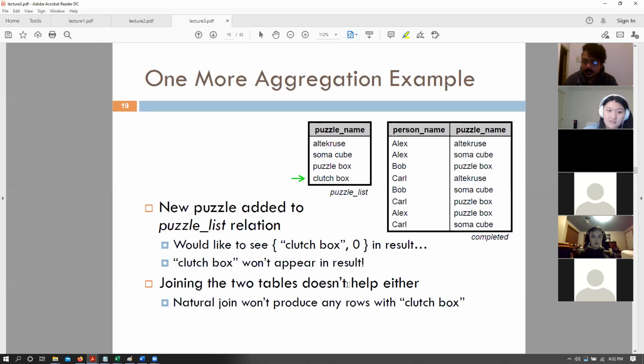One thing we need to understand is Clutchbox is not part of my completed database, right? So we need an entry that says person name nothing, but Clutchbox is there. Basically an entry for Clutchbox so that I can group by puzzle name, and Clutchbox would have nothing in terms of person names that have completed it. But we do need an entry for Clutchbox. So if we perform a natural join between puzzle list and completed, would the natural join produce any rows with Clutchbox? Is it correct?